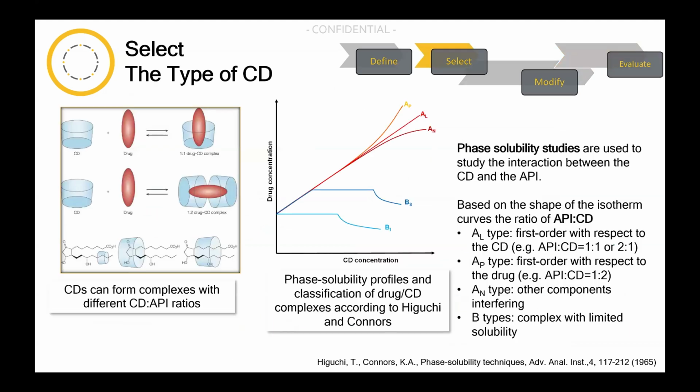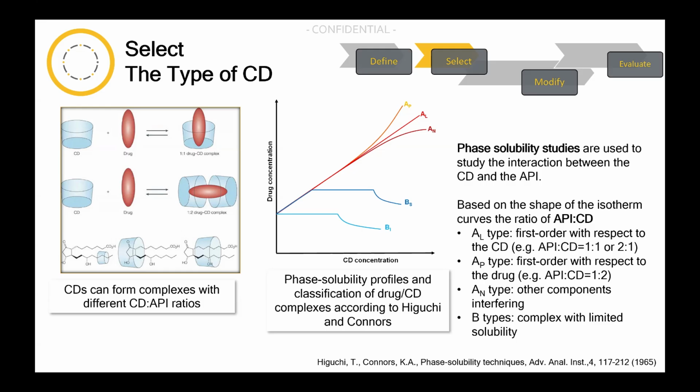So how to select the cyclodextrin? One of the most important and most used evaluation methods is the phase solubility studies, where you use different types of cyclodextrin, different concentrations of these cyclodextrins, and you check how the drug concentration increases with these cyclodextrin solutions. There are two main profiles for this phase solubility.